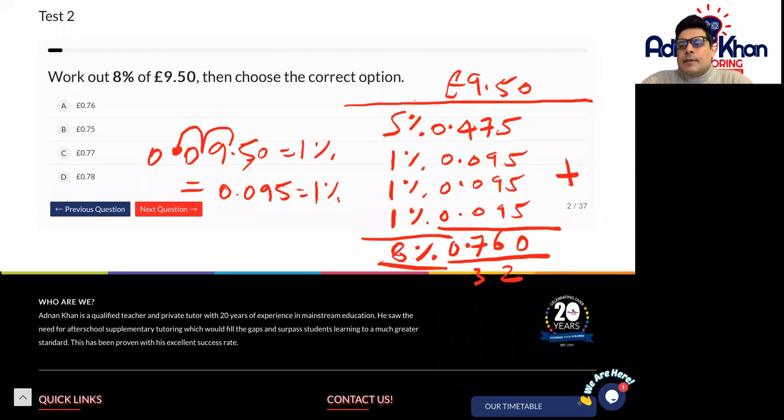Which means that our overall answer is going to be 0.760. So in total, 8% of £9.50 is going to be 76 pence. 76 pence, and our option is going to be option A as our overall answer.